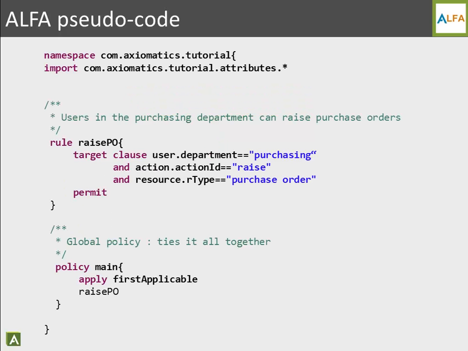In the second part of this tutorial, we will look at how we implement this rule in the ALFA syntax. This here is a quick example to whet your appetite, which shows how we have a rule at the very beginning. You can see it here, and that rule will have a target that focuses on the 3 attributes we just described in the previous slide: purchasing for the user department, raise for the action ID, and purchase order for the resource type. The rule yields a permit, meaning that any user in the purchasing department is allowed to raise a purchase order.